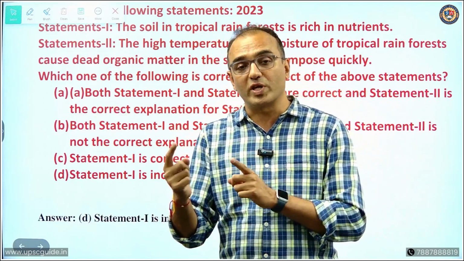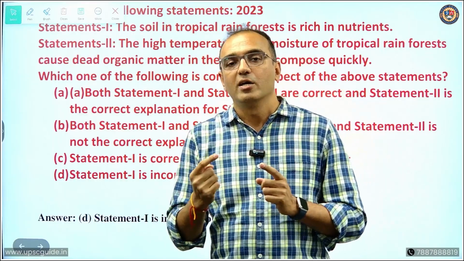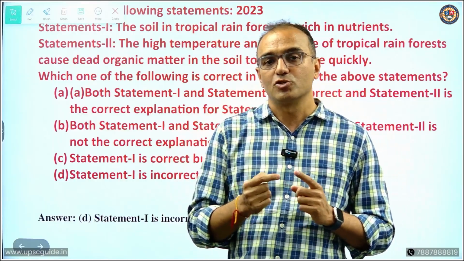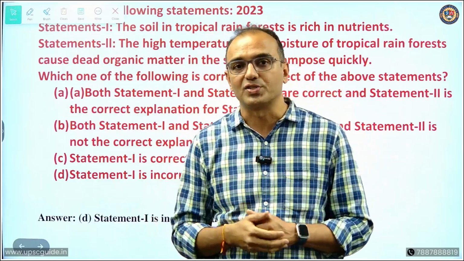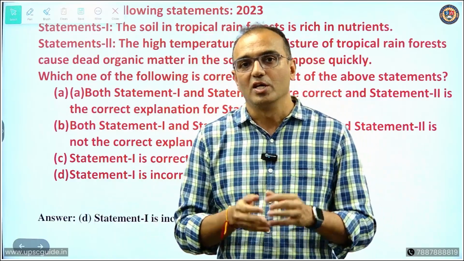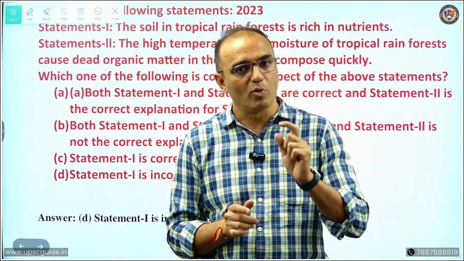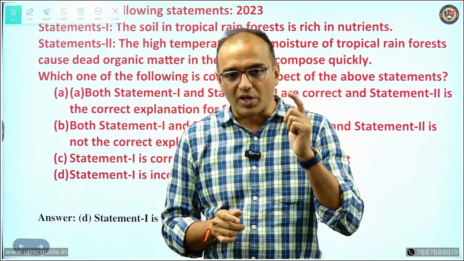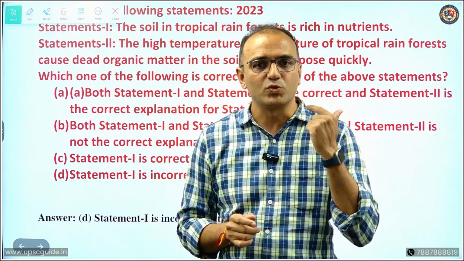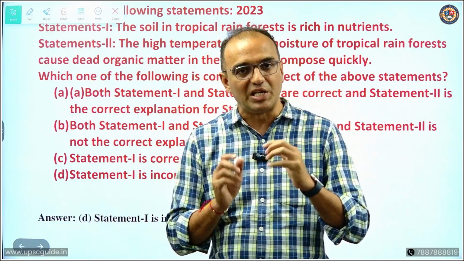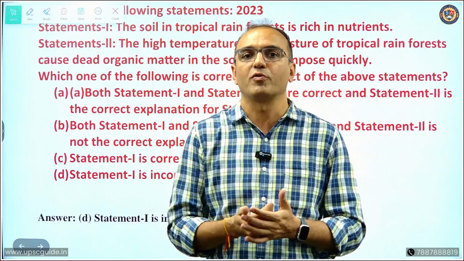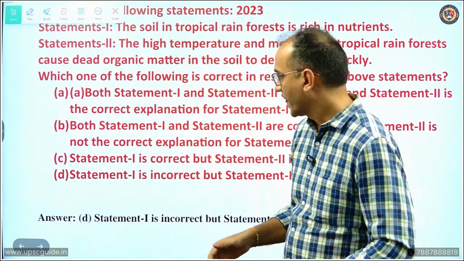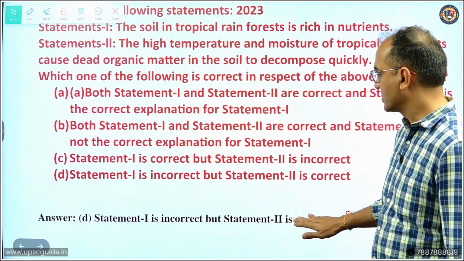Now that also explains why deforestation in these areas should not be done, like say Amazon or Indonesia or even in our northeast or in Sahyadris. Why deforestation should not be done? The moment you do deforestation, the regeneration of forest in this area is very difficult because the soils are leached, they are nutrient deficient, and regeneration of the forest requires a lot of effort and it's not easily possible, right? So statement 1 is incorrect, statement 2 is correct.